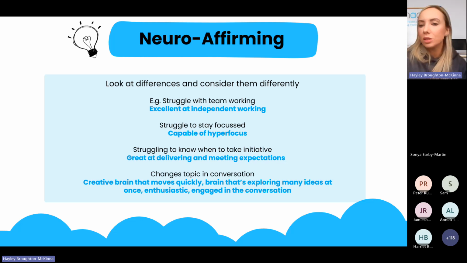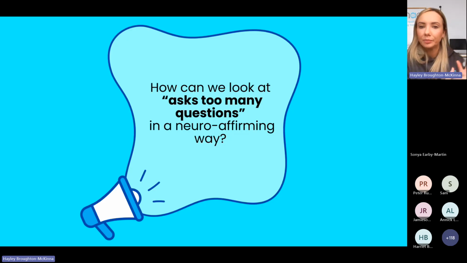If I think someone's not taking initiative, actually, is it that I've not been very clear in terms of what's expected of them, for example? Rather than seeing people as blunt or rude in their communication, can I see that they're very clear and direct and I know exactly what's expected of me? It's a very time-sensitive way of communicating. Rather than seeing someone as obsessed with something, they're passionate about something. So just looking at things in a more neuro-affirming way.